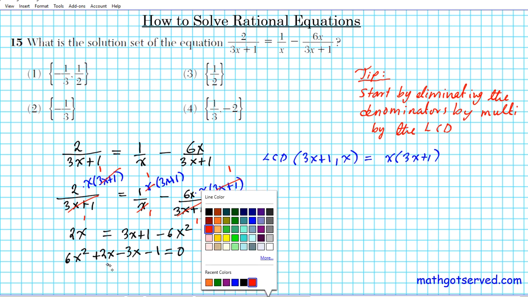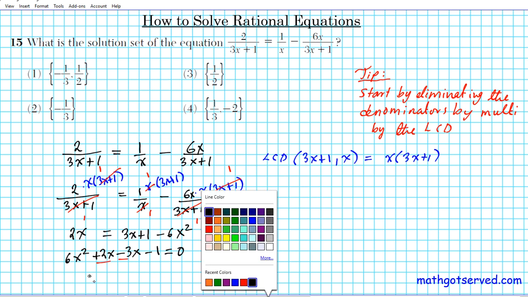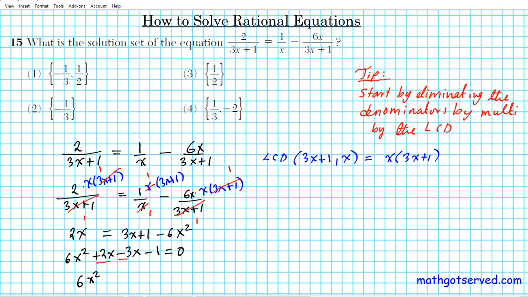I'll go here to place it in standard form, all right? So these two terms are like terms, so we are going to combine them, and then we have 6x squared minus x minus 1 equals 0. And then we're going to solve this by grouping, all right? So let's go ahead and play the x game here.